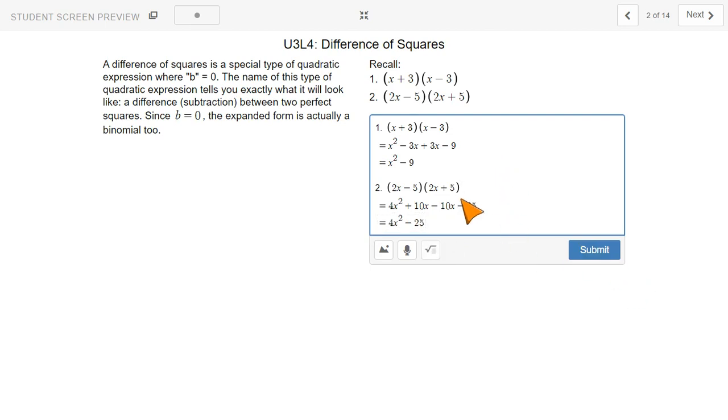Now, the interesting thing you'll notice is that since our middle term, one is a plus, one is a minus, the middle term becomes a 0. And so instead of producing a trinomial, we actually get a binomial. Now, this type of expansion and factoring is called a difference of squares.